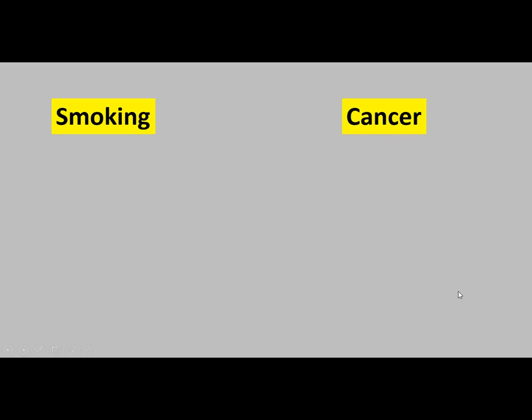To understand this, focus on these two words, smoking and cancer. What's the relationship between the two? Smoking is a cause and cancer is an effect. So you can say that smoking is one of the causes of cancer. Or you can say cancer is one of the effects of smoking.